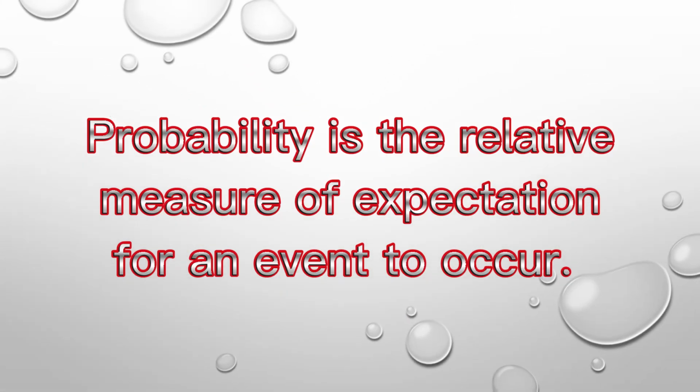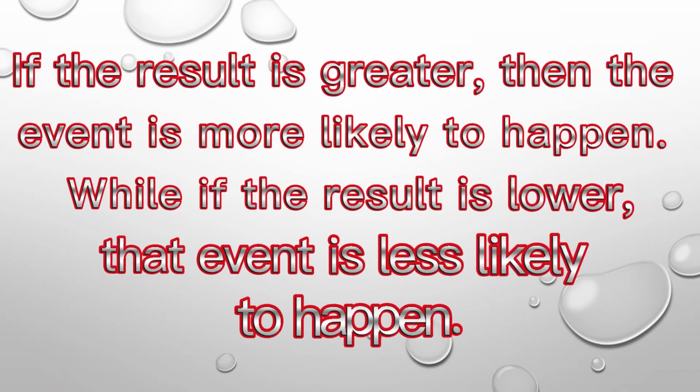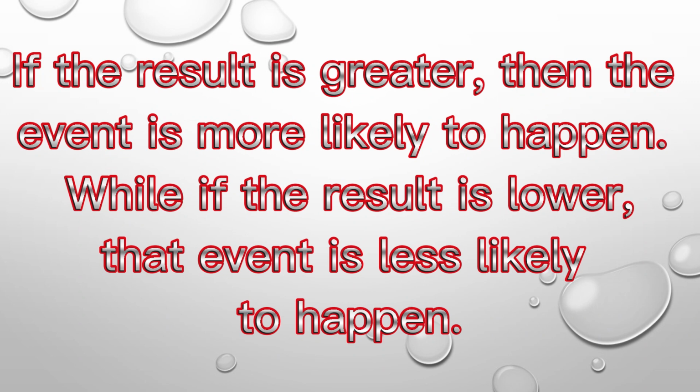Probability is the relative measure of expectation for an event to occur. This means that you are going to predict the chances or likelihood of an event to happen based on your observation or by using measuring strategy. It is expressed in the form of a fraction, decimal, percent, or ratio. If the result is greater, then the event is more likely to happen, while if the result is lower, that event is less likely to happen.